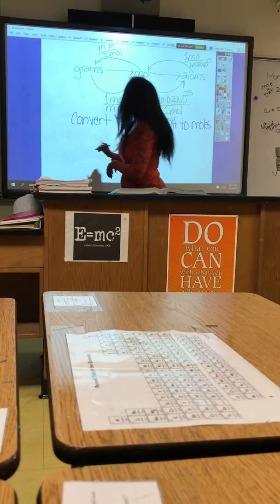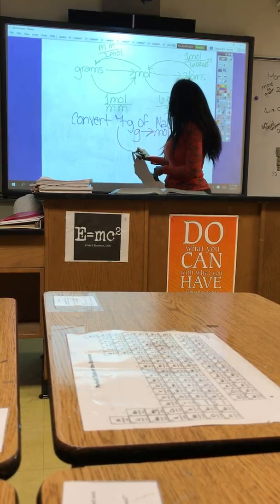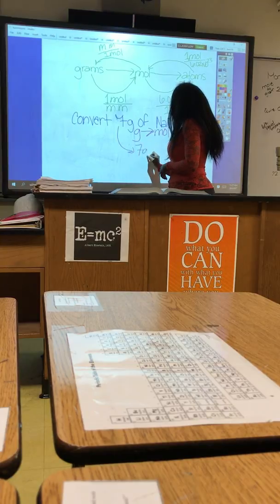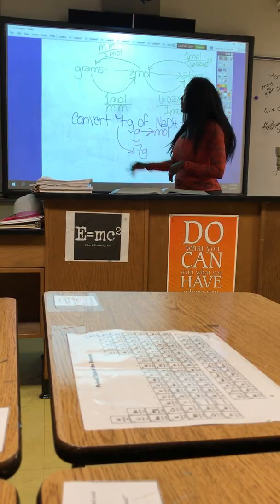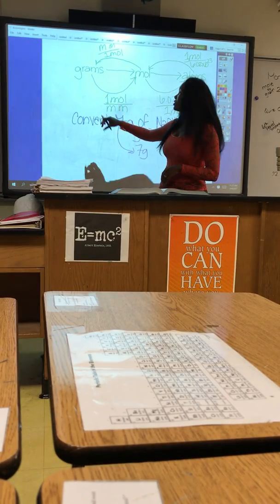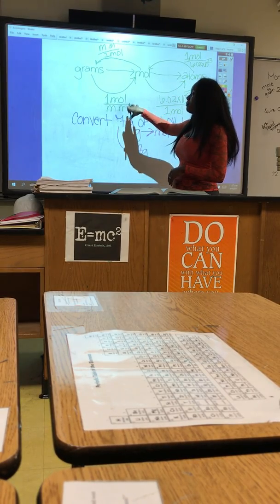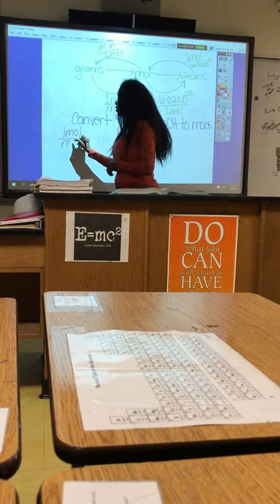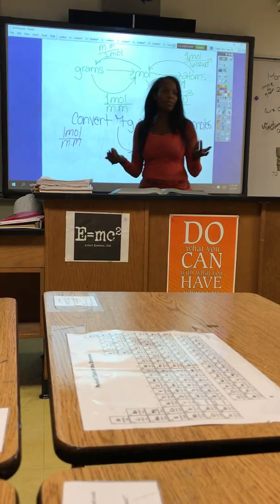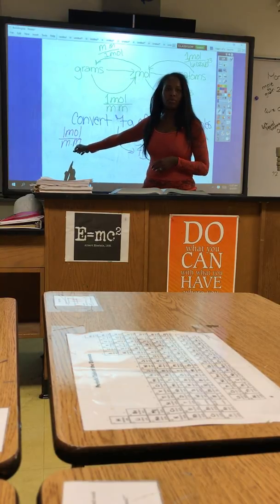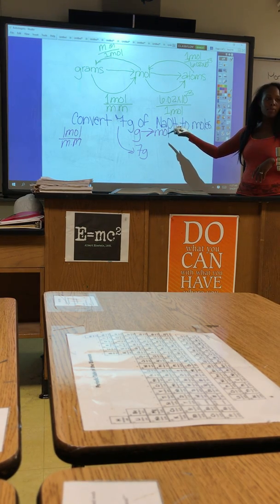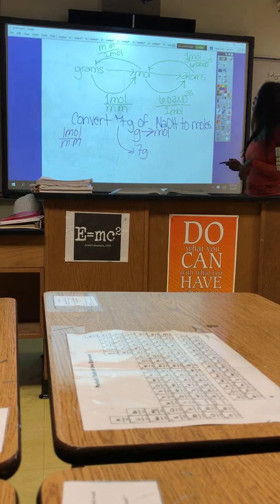So right here, what we're going to do first is bring down our 7 grams. And then the formula we're using is 1 mole over the molar mass. So I'm just going to rewrite this here: 1 mole over the molar mass is what we're using. And what is the molar mass that we need to find out? It would be the molar mass of the sodium hydroxide, right?